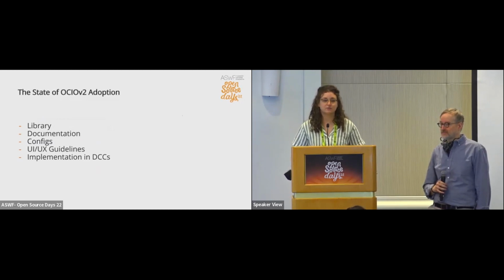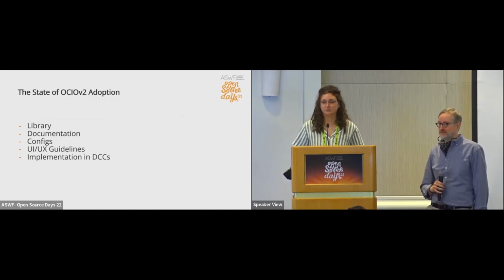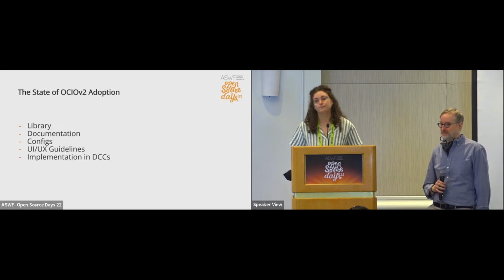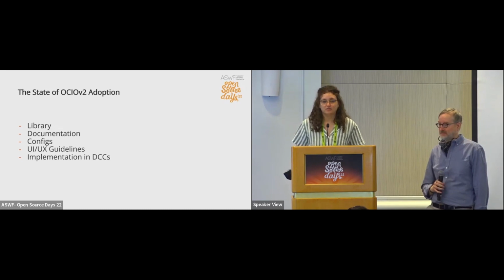And the configs we really hope will help folks' adoption of OCIO v2 by giving you an example of what's possible and a place to sort of start from, because we recognize that this is a big upgrade with a lot of changes, and it means some changes to your workflows. So we hope that those configs will help. Michael Dolan and Mark Titchener from the Foundry have also been leading a UI and UX working group, which we'll talk a little bit more about in a couple slides.